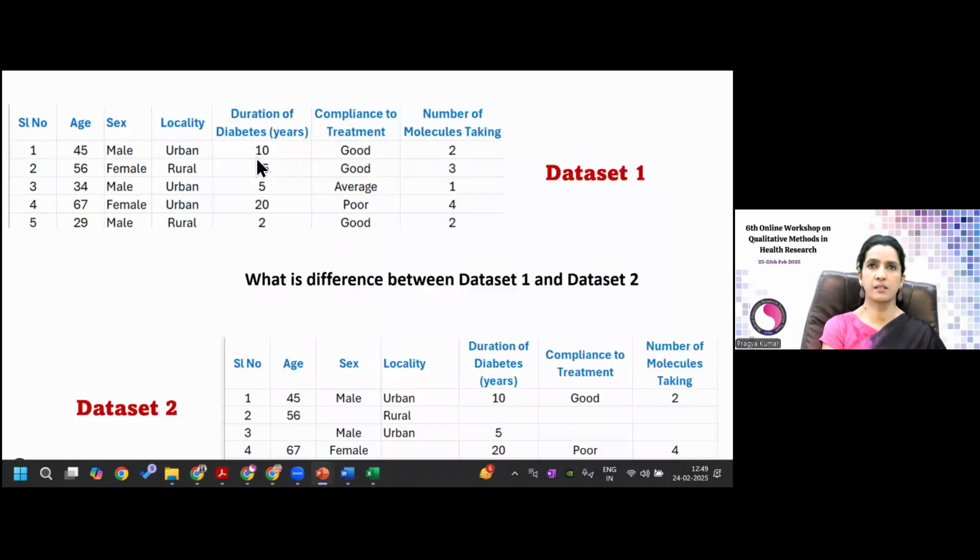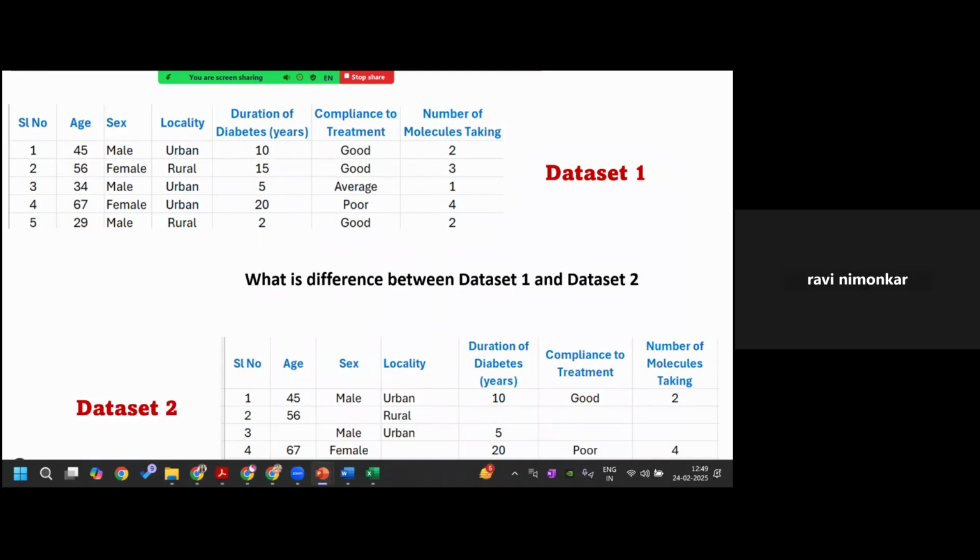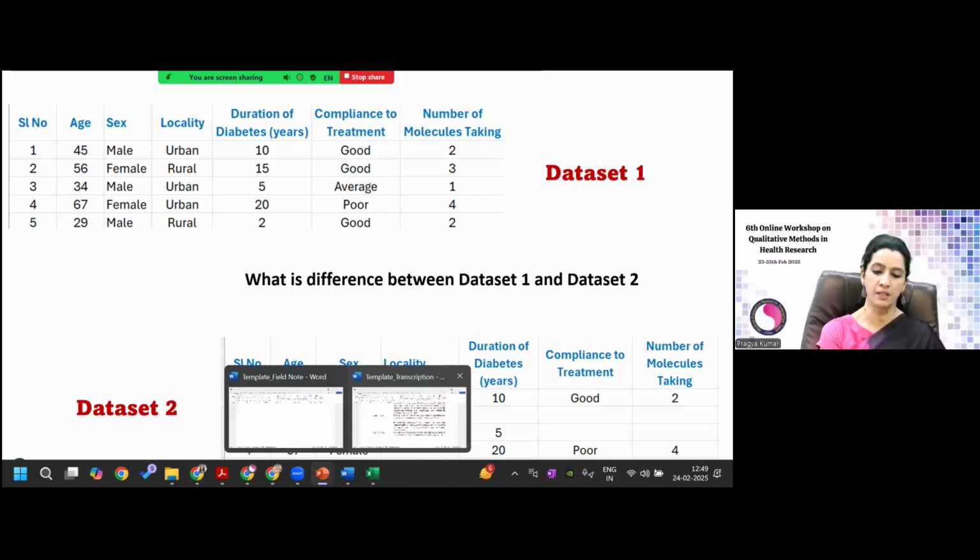So this is just an example of quantitative data. This is quantitative data set 1 and data set 2. So what is the difference between data set 1 and data set 2? Missing values. Yes. So in data set 2, you can see a lot of missing values.